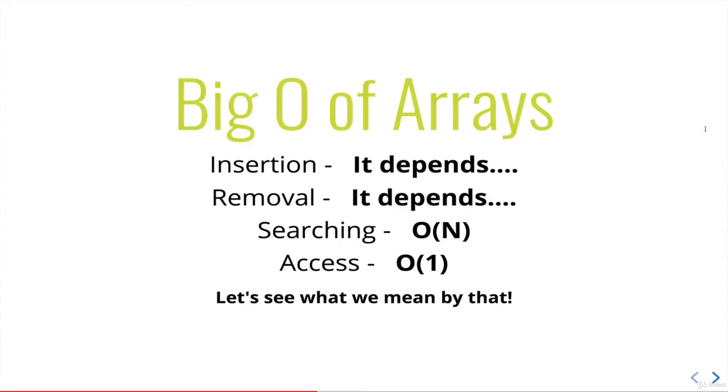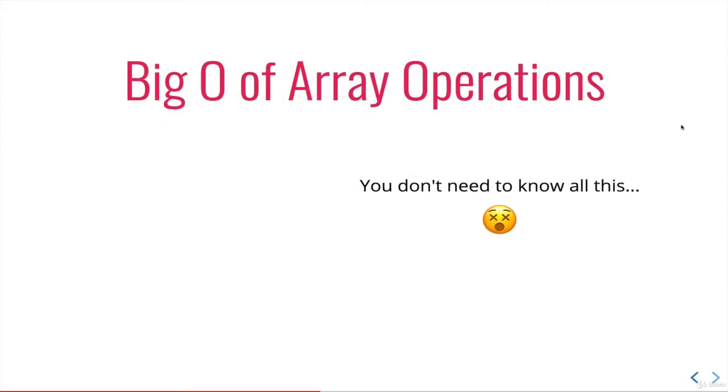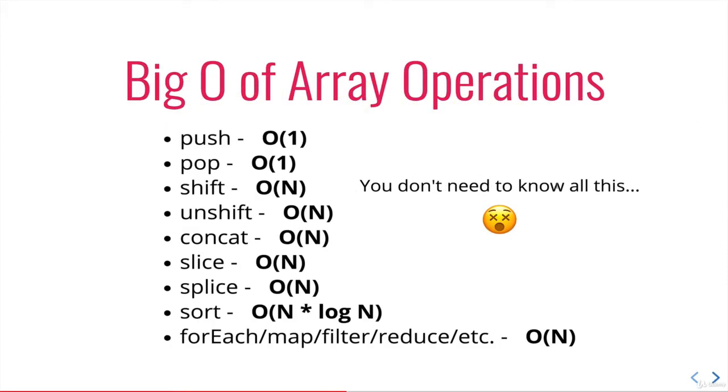All right, welcome back. This will be really quick. I just want to touch on some of the built-in array methods. There are many of them, and I want to stress that you do not need to know or memorize any of this information, but hopefully it makes sense as to how we arrive at the numbers when we're talking about big O notation. So again, I have a little emoji. You don't need to know all of this, but let's take a look.